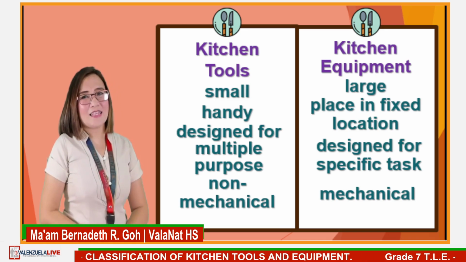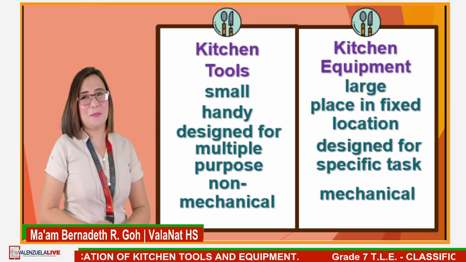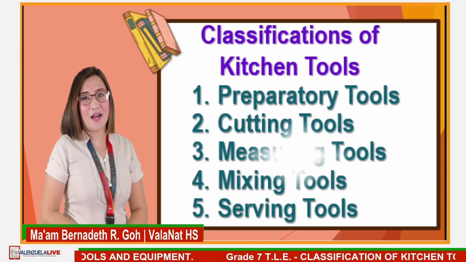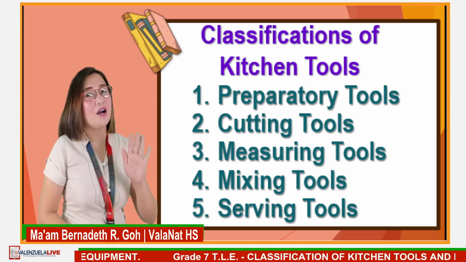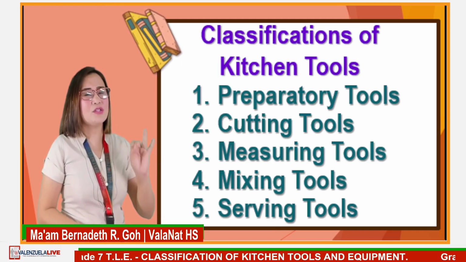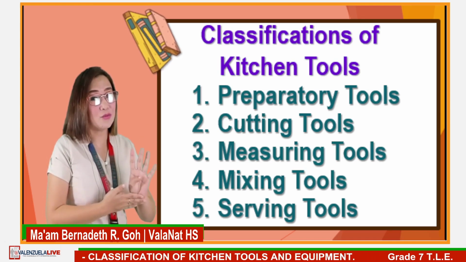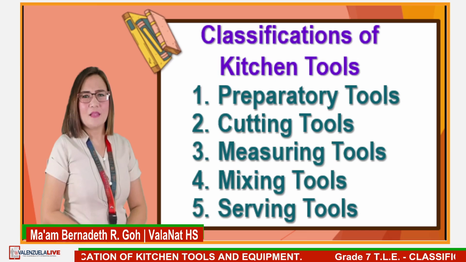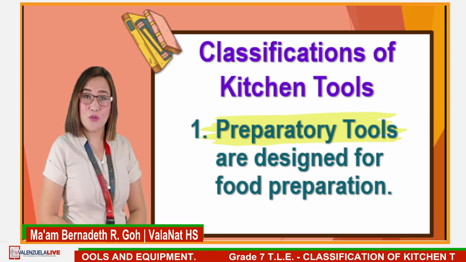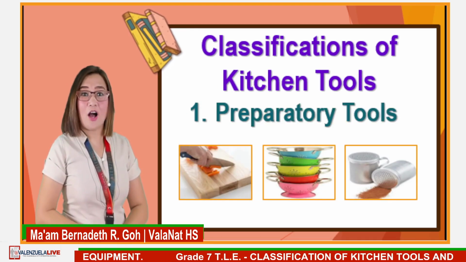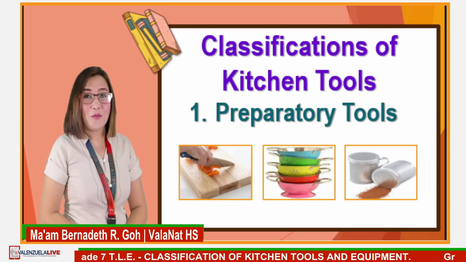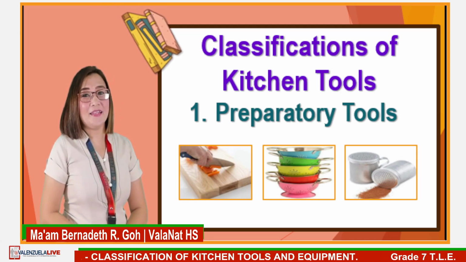Now let's start to classify these kitchen tools and equipment. Let's begin with kitchen tools. Kitchen tools are classified according to their uses. We have 5 classifications of kitchen tools: preparatory tools, cutting tools, measuring tools, mixing tools, and serving tools. Preparatory tools are designed for food preparation. Such tools are chopping board, colanders, dredgers, sharpening steel, or else. We have a can opener and garlic press.